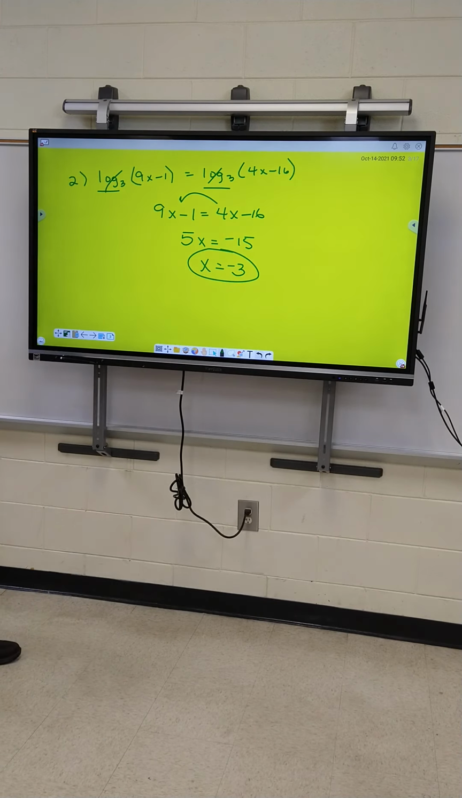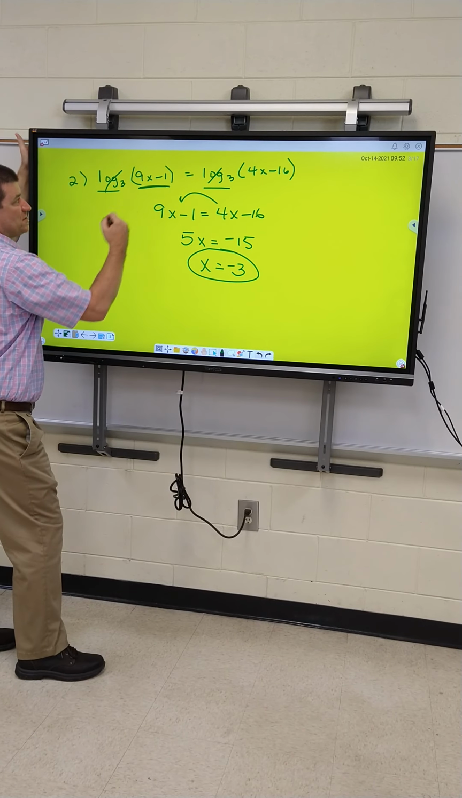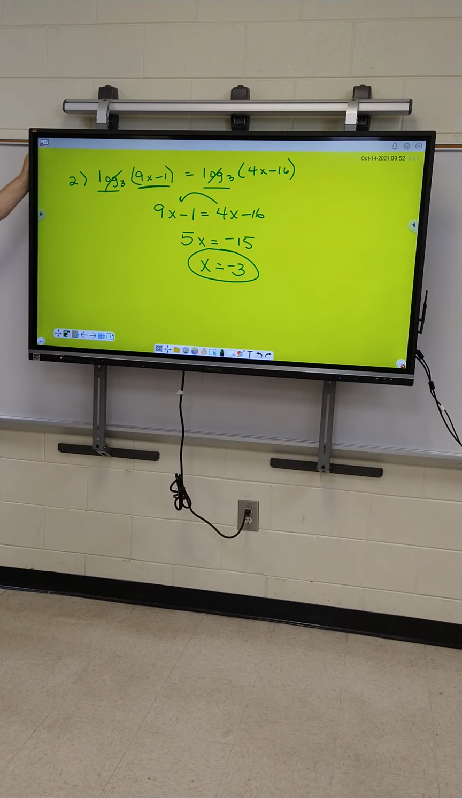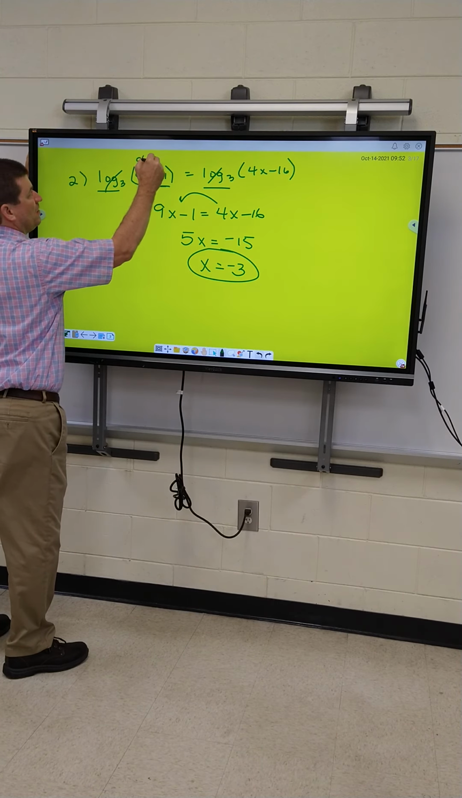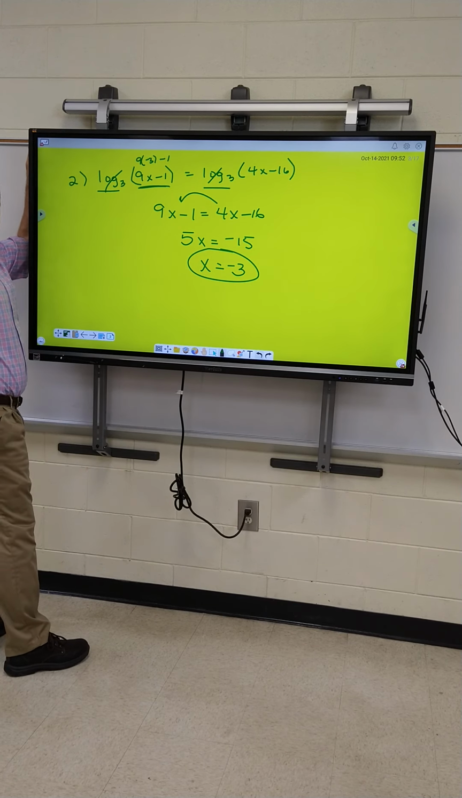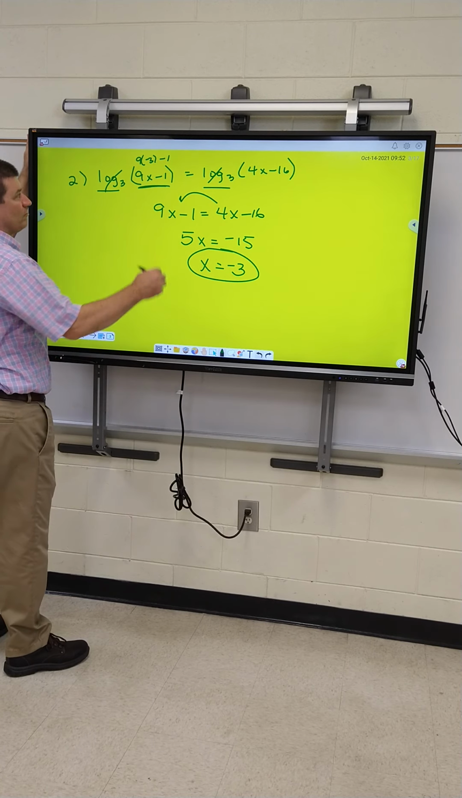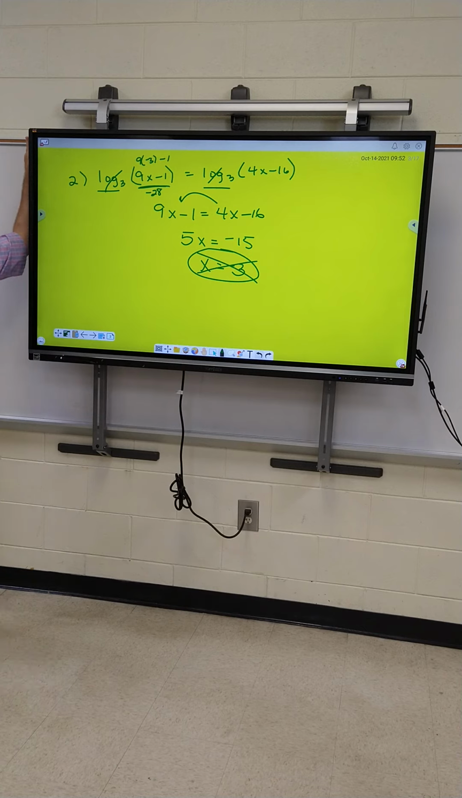Everybody good so far? All right, so here's what's new. On every one of these problems, you have to plug your answer in the parentheses up here to make sure it works. When will it not work? If it's a negative number when you plug it in, or a 0 after you plug it in. If it's either one of those, you've got to throw it out. For example, let's plug negative 3 right here. 9 times negative 3 minus 1. Put that in your calculator, what's it going to give you? 9 times negative 3 minus 1. That gives you negative 28. Can't have that, guys. You've got to throw this one out.